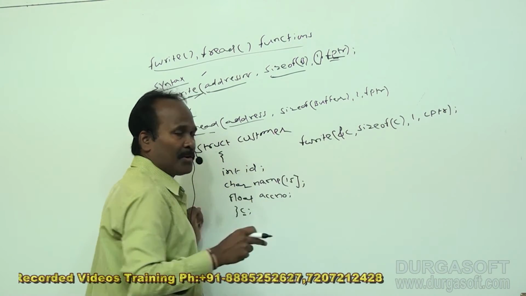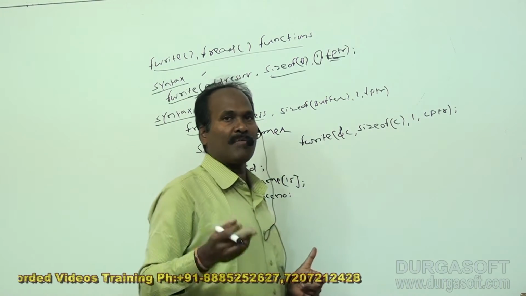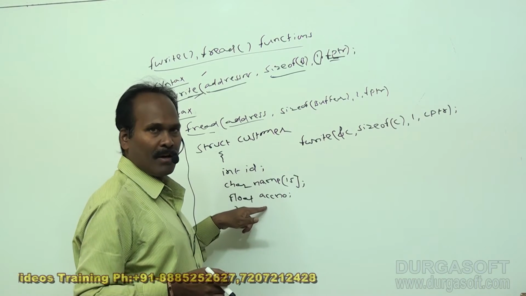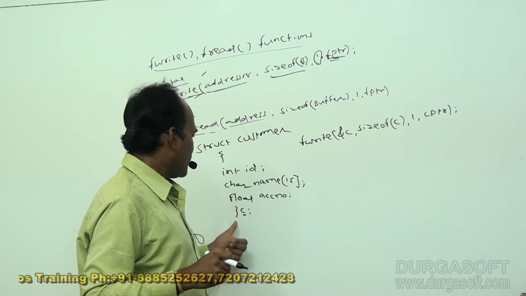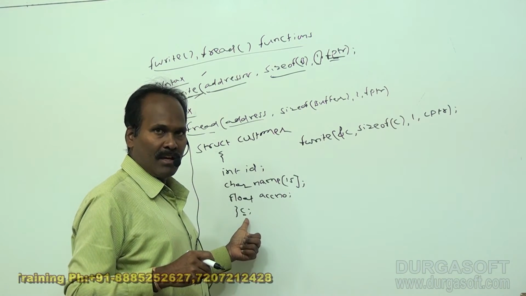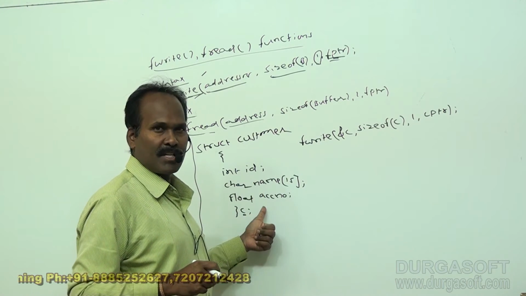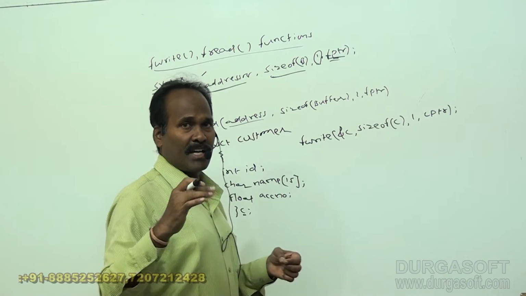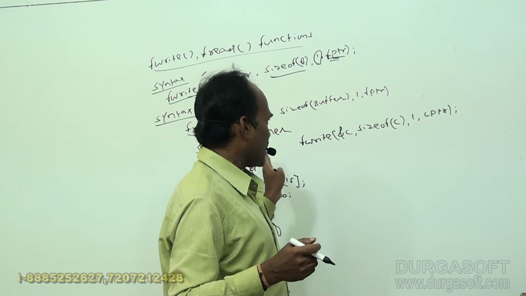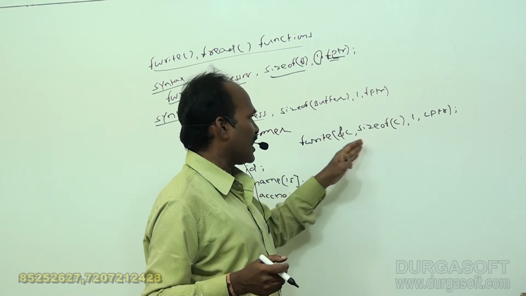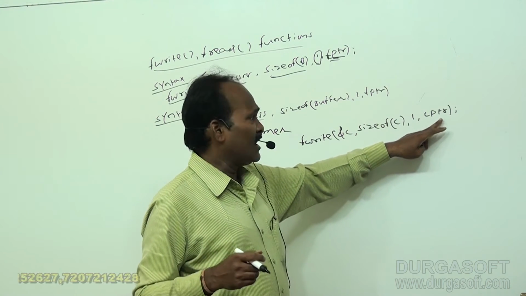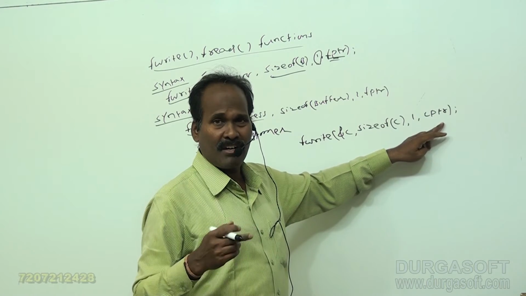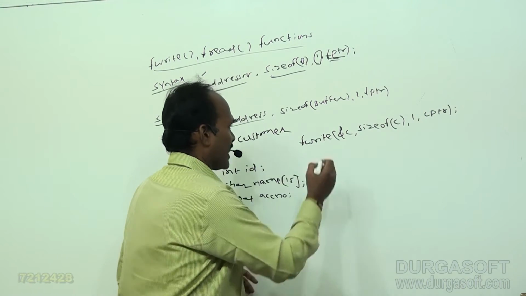Before this you have to read information from the keyboard. After reading information into ID, name, account number, the information is available in the variable called C. So using C.ID, C.name, C.account number, you can read the information first. After reading the information, in the next step you can write the customer record C into the data file. Let us say cptr is pointing to a data file called customer.dat. Okay, so this is the writing process.